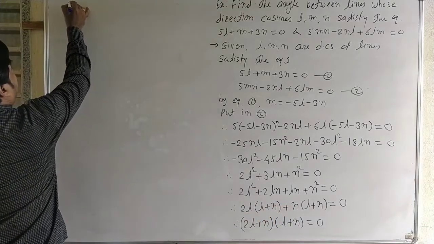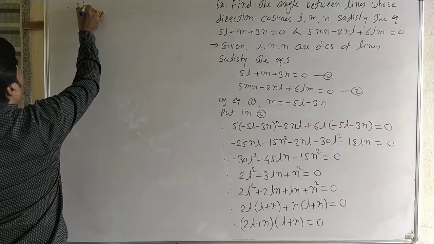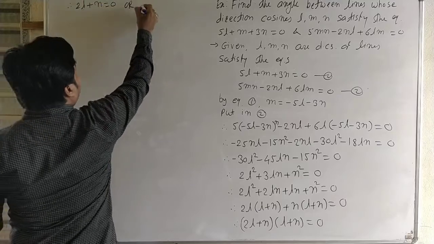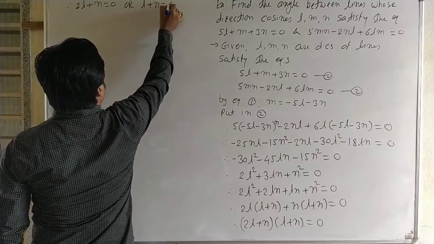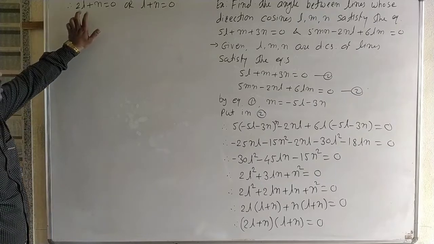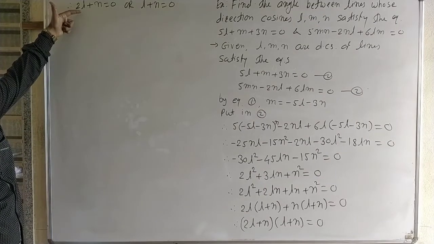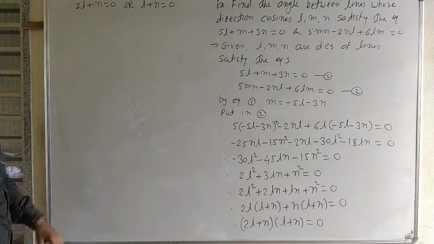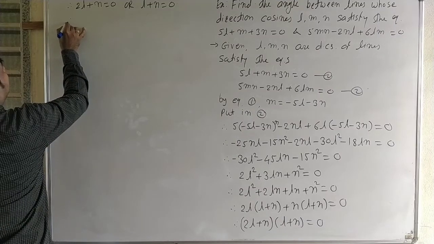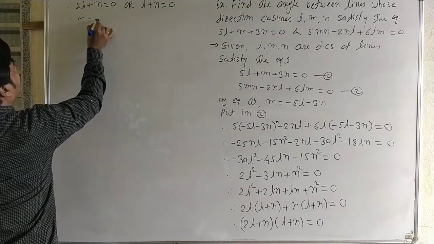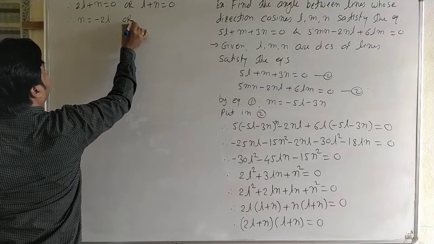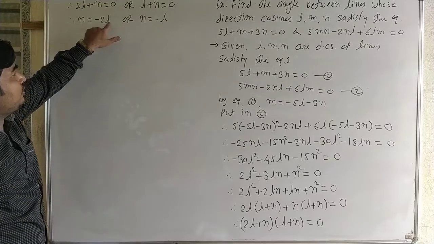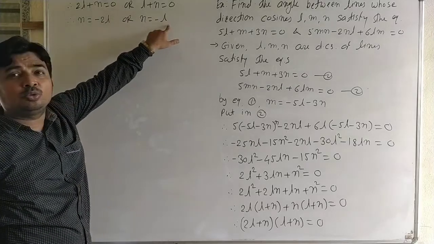Now therefore we can write 2L plus n is equal to 0 or L plus n is equal to 0. Okay, now here we find any one value, L in terms of n or n in terms of L. Here we find n in terms of L, therefore we can write n is equal to minus 2L or n is equal to minus L.